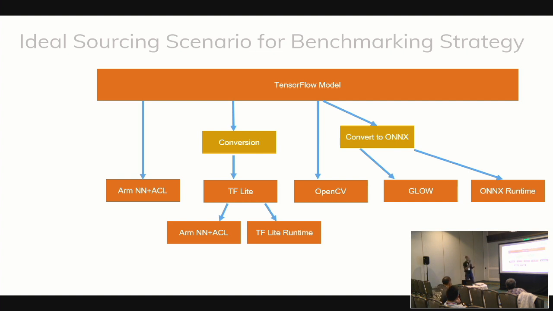Or is a customer really going to go to TensorFlow, because there are probably more models available in the TensorFlow model zoo, and then do a conversion? It gets kind of cumbersome, but I was looking at this as more of an ideal sourcing scenario. Where do my original models come from? Do I take TensorFlow, convert to ONNX, and run it with Glow or the ONNX runtime, or do I convert to TF Lite and then run that model with ARM-NN, or run it with the TF Lite runtime? You can see that the combinations really start to get interesting.